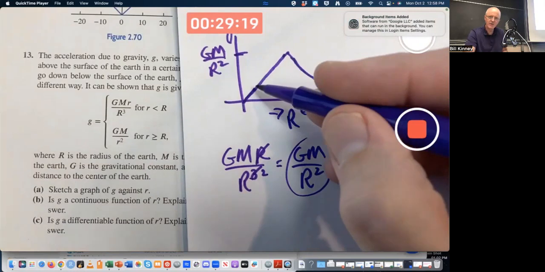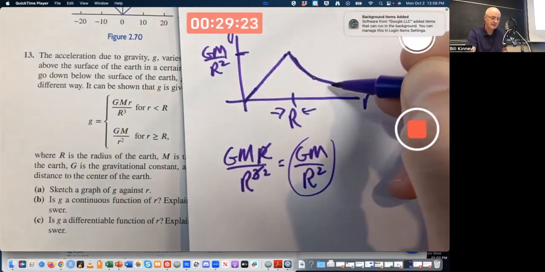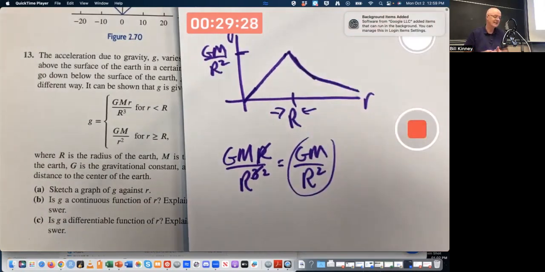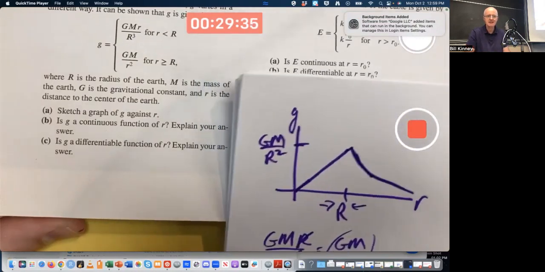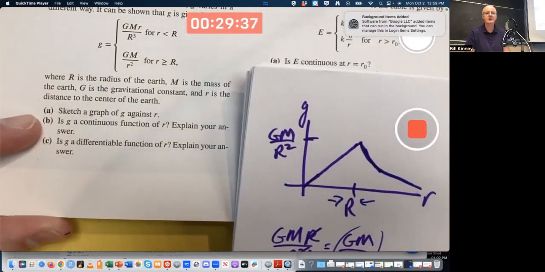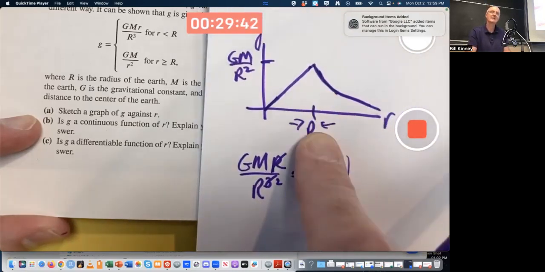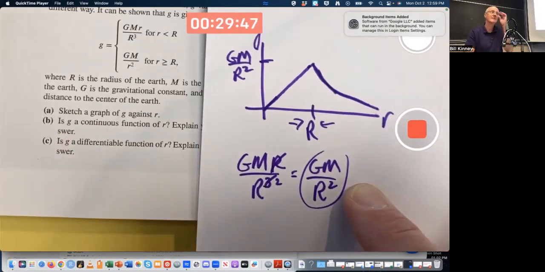But look, this one's straight with a positive slope, whereas this one is decreasing with negative slopes, including a negative slope as you approach capital R. This function is not differentiable at capital R. These comments are related to parts B and C. Is little g a continuous function of little r? Yes, because the left and right hand limits as little r approaches capital R both equal the same thing. The one-sided limits exist and are equal. Is it differentiable?